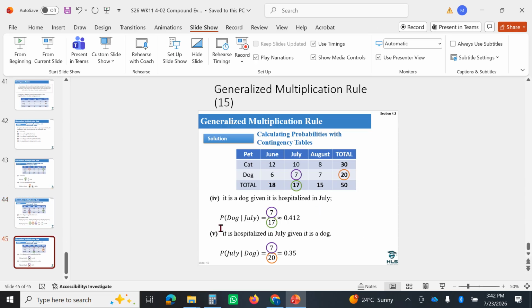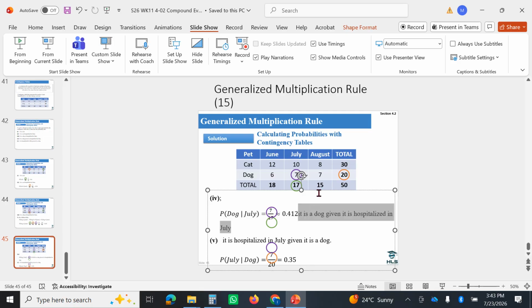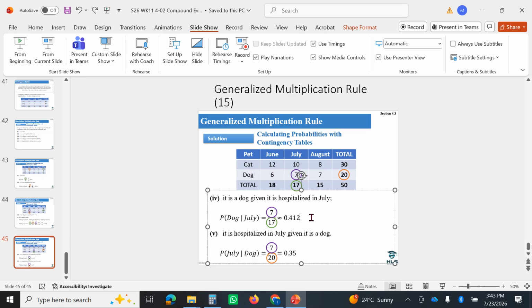Last slide. Thank goodness, a bit of a long one there today. What's the probability there of choosing a dog given it is hospitalized in June? So, what did I just do there? There we go. So, the whole idea here is what we've got. Dog, in July. Okay, is the dog given there? It's hospitalized in July. So, there's your dog for July. There is total animals for July.